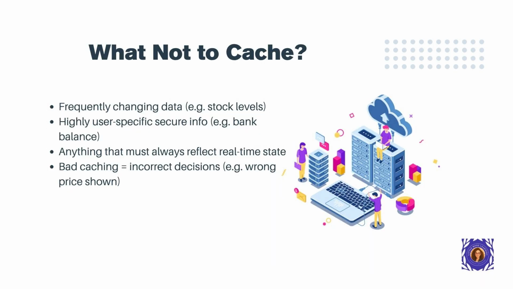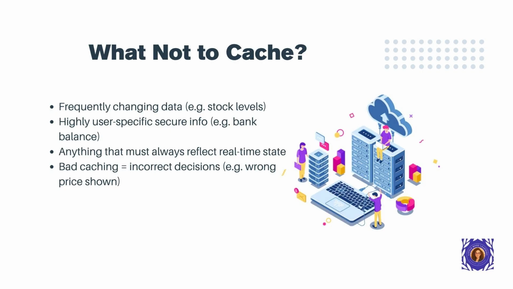Just as important as knowing what to cache is understanding what not to cache. Misplaced caching can lead to severe issues. Frequently changing data. Anything that updates very rapidly, such as real-time stock levels, live sports scores, or dynamic financial market data, should generally not be cached, or only for extremely short durations, as serving stale information would be detrimental.